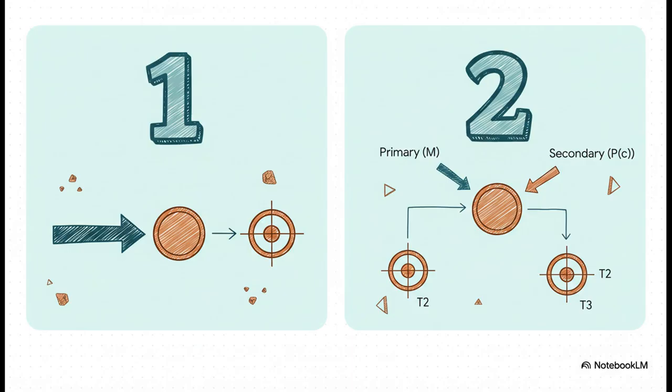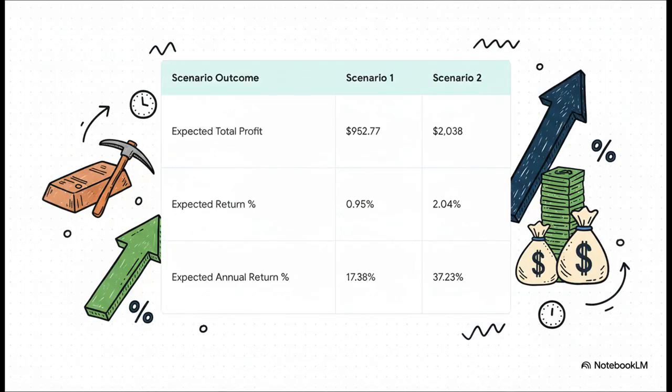Okay, so here are the two what-if situations laid out in the plan. Scenario 1 is the simpler one. It assumes only the primary entry, M, gets triggered, and there's a full exit at a target called T3. Scenario 2 is a little different. This one assumes that both the primary and the secondary entries get hit. For this scenario, the exits are documented at two different targets, T2 and T3. And here's how the numbers break down for those two scenarios.